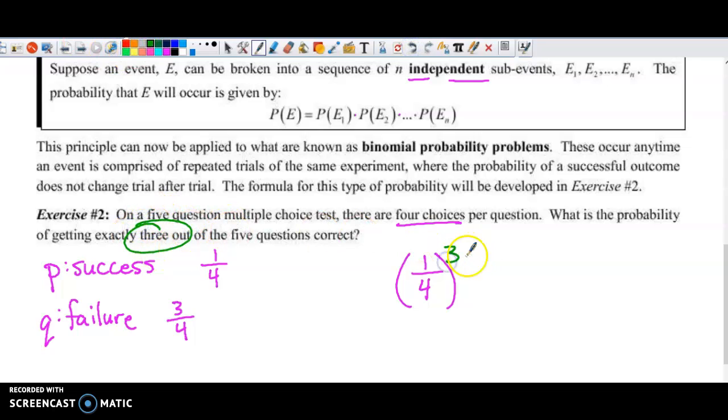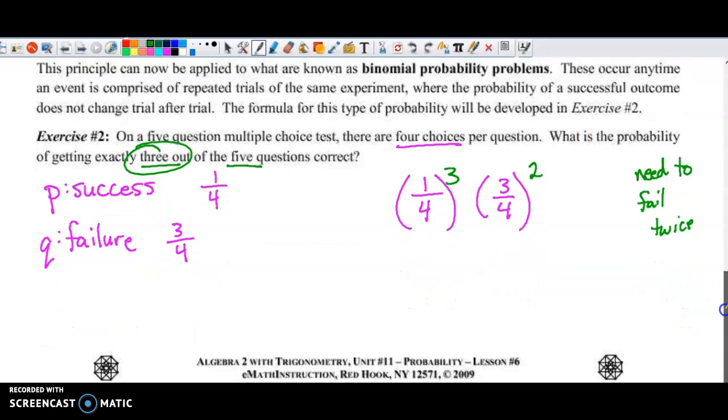And what that means is I need to fail. So the other two situations, if I have 5 questions and 3 of them were correct, I need to fail twice. Now the problem with just multiplying these two things together is this looks like I'm succeeding the first 3 times and then I'm failing the next 2. But that's not the only way to do that.